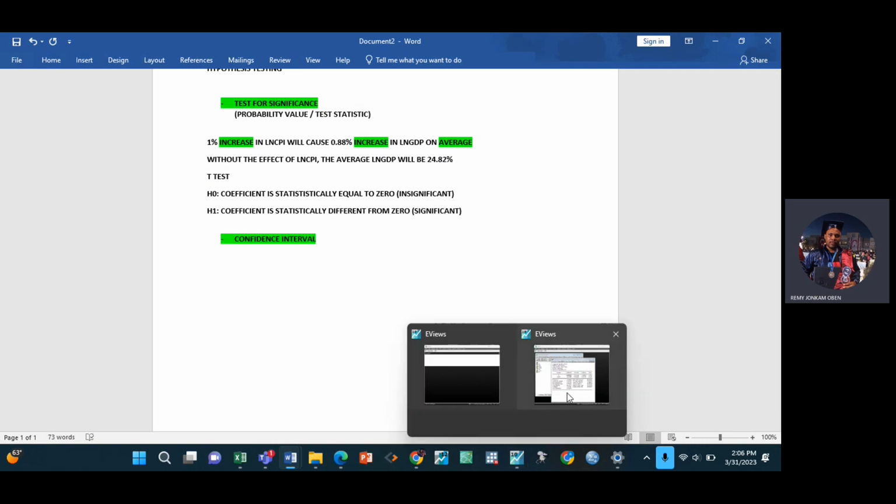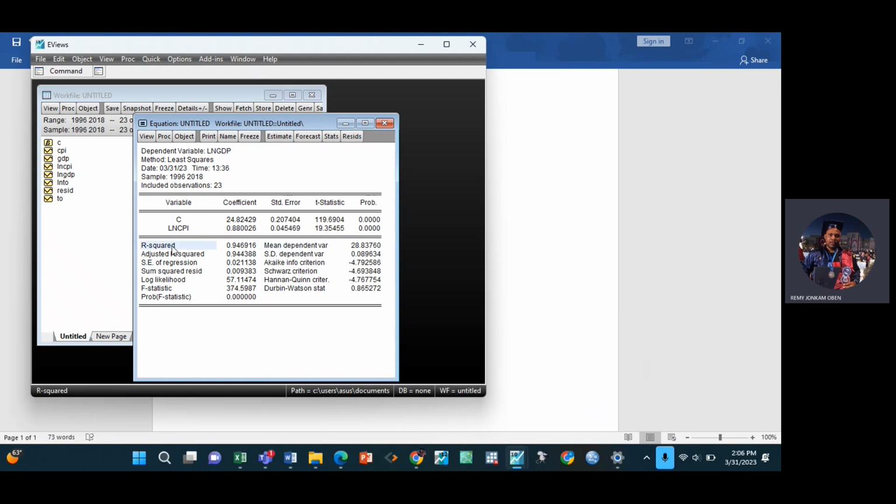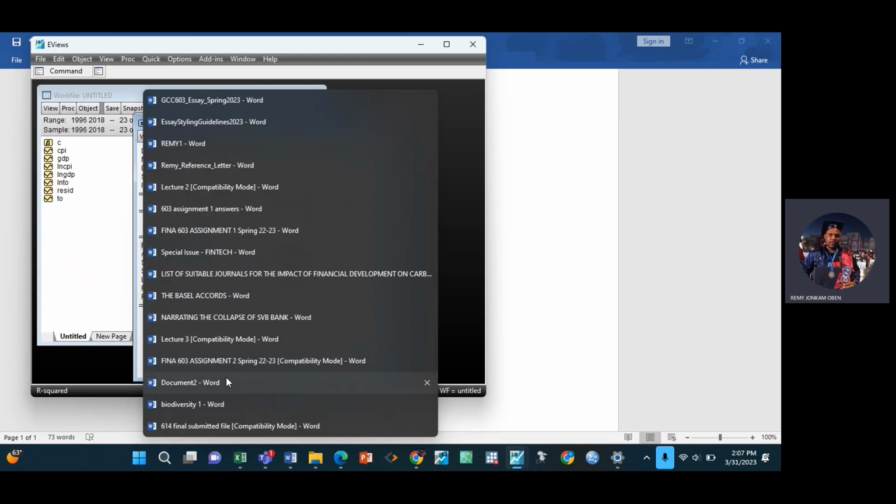Before we do multiple regression, I'll mention a few things. So we have R squared, adjusted R squared, F statistic. So guys, what is R squared? This R squared is the coefficient of determination. What do I mean by that? It tells us the explanatory power of the model.